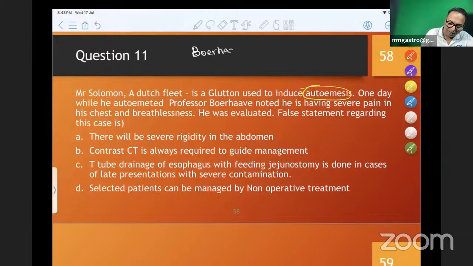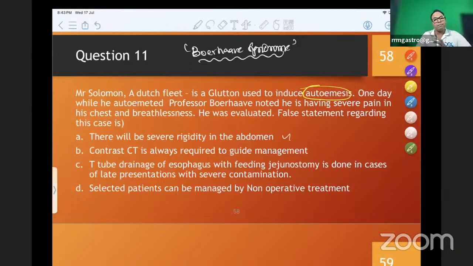See, as I told you, always find out what is the concept asked in the question. Only when you know about the concept, you attempt the question. If you don't know about the concept, please don't attempt the question. Go for the next question. So this is a case of Boerhaave syndrome. Okay, this is a case of Boerhaave syndrome.